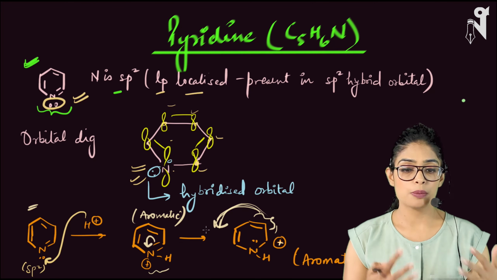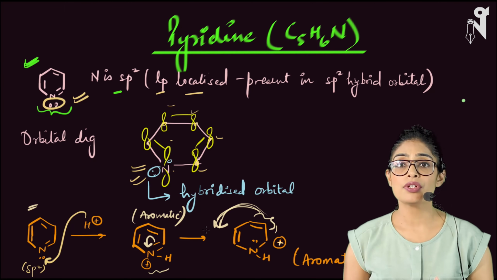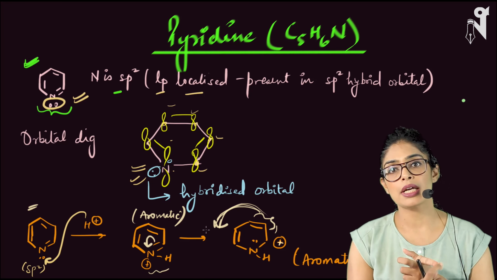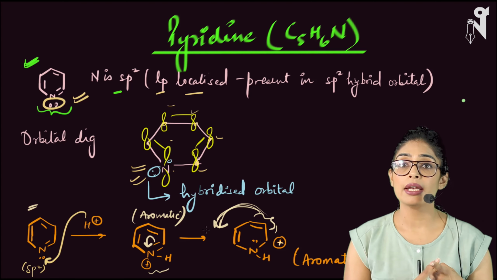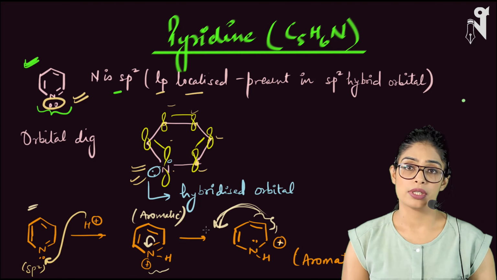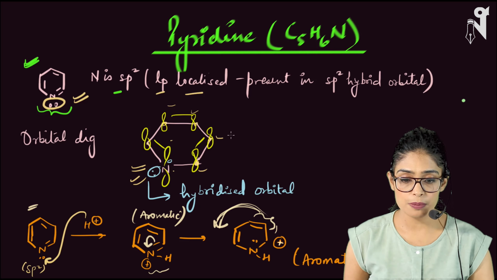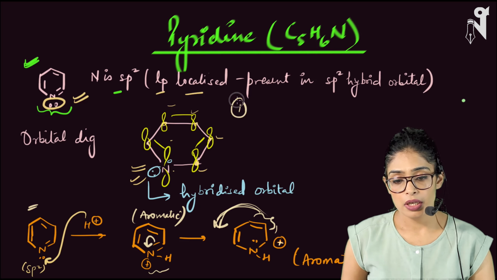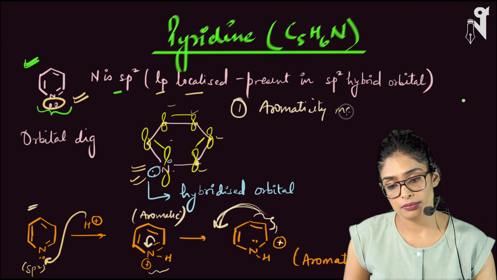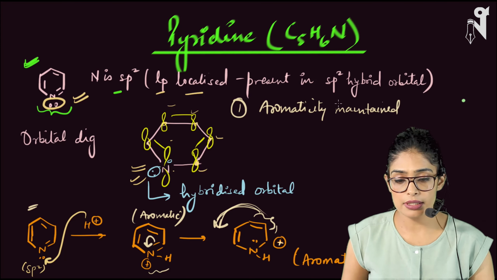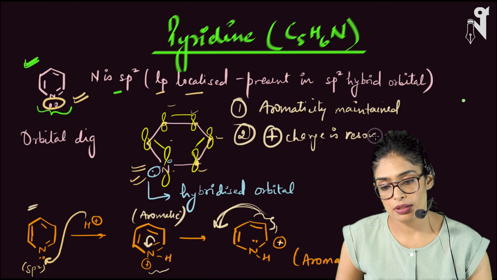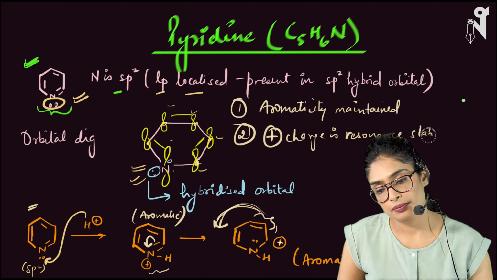That is why pyridine is a good base, because even after attack by H plus, first of all, aromaticity is still maintained, and the plus charge that nitrogen is gaining is being stabilized by resonance. So here are two things which make pyridine a good base. First, aromaticity is maintained, and second, the plus charge is resonance stabilized.